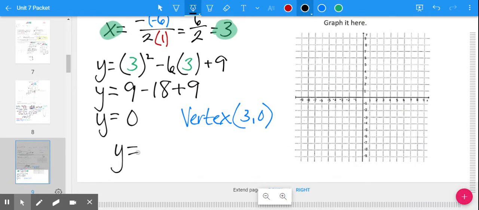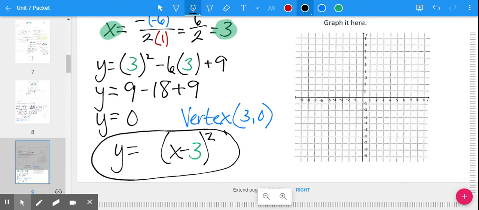So I'm going to do an erase and replace to show all the parts of it. So the a value was 1. We don't need a multiplier of 1 up at the front. Our h value is 3, so we can erase that and put the 3. And then our k value is 0, so we actually don't need that at all. So our equation ends up in vertex form as y equals x minus 3 squared.